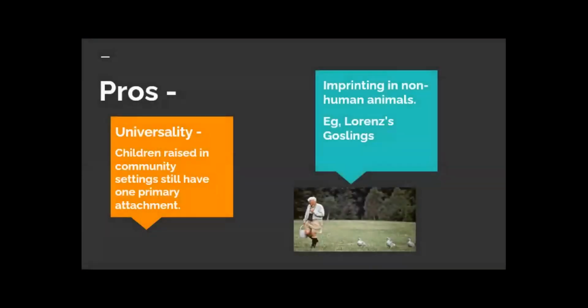So as you can see, in a study in an African tribe, children were raised in a community setting. The child still has a primary attachment, as we can see with the example of Lorenz's goslings. Lorenz was a psychiatrist, and he took eggs of geese.